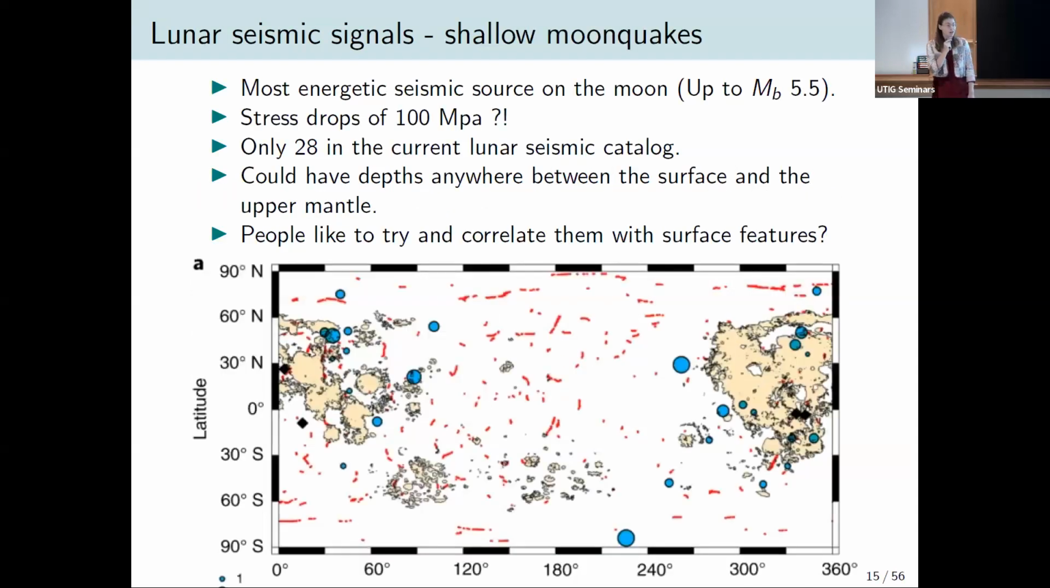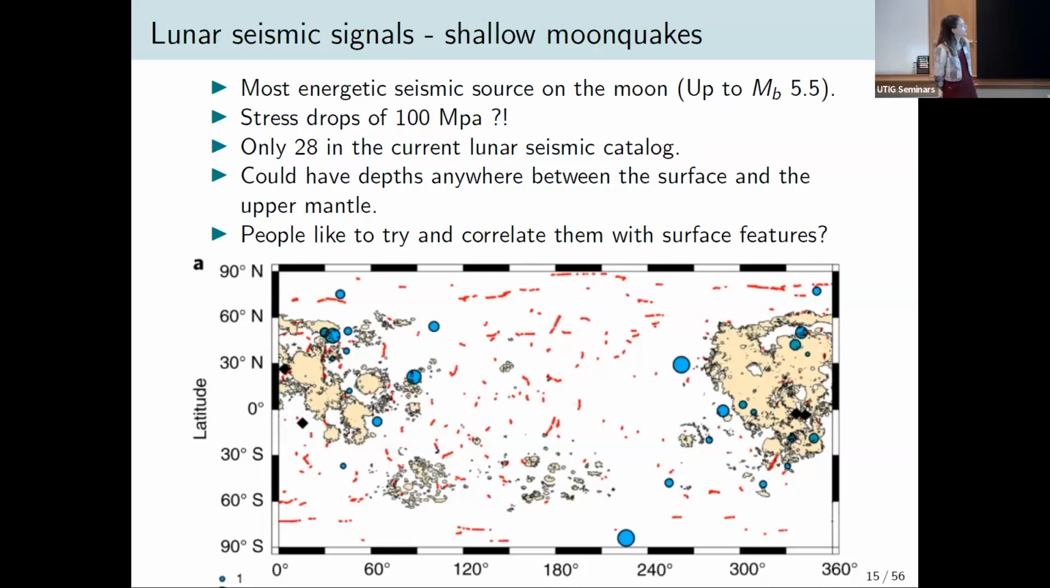And then we're coming on to the type of moonquake that I'll come on to discuss later, which are shallow moonquakes, which are really weird. They are the largest type of event that was recorded during the missions. They have an equivalent body wave magnitude of 5.5. So that's pretty big. If you were standing on the surface of the moon, you'd definitely be able to feel that. There was an estimate they had a stress drop of 100 MPa, which is really high. Compared to earthquakes, which normally have a stress drop of between 3 and 10 MPa. And the weirdest thing for me is that there's only 28 of them in the original catalog.